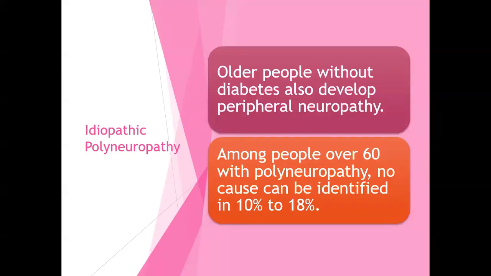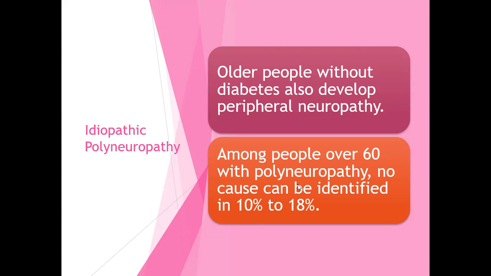But there is such a thing as idiopathic polyneuropathy, where older people without diabetes develop peripheral neuropathy. Among people over 60 with polyneuropathy, in 10 to 18% of them, there's no cause that can be identified. You just have it. Which, that's kind of a bummer, but there you go.